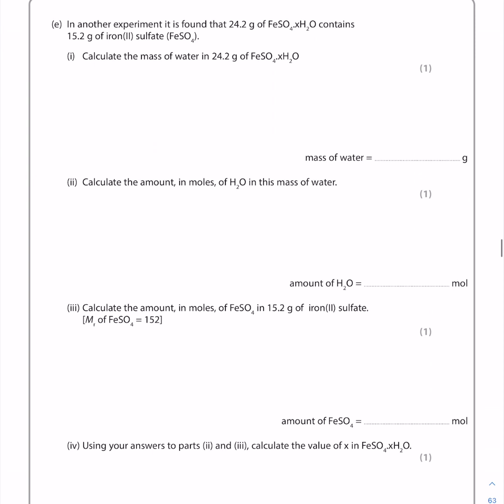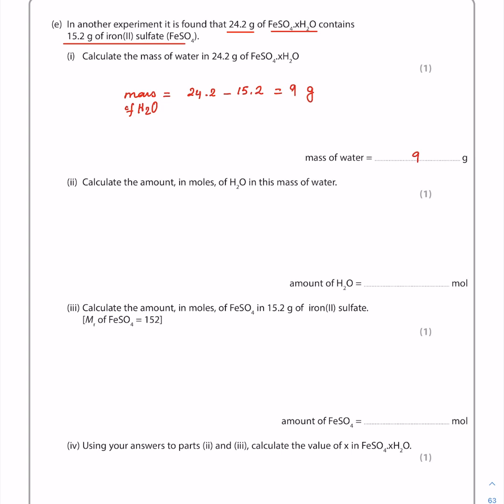E. In another experiment, it was found that 24.2 gram of iron sulfate, which is hydrated, contains 15.2 gram of iron sulfate, which is anhydrous. Calculate the mass of water. So how do we get the mass of water? We subtract the mass of the hydrated, 24.2, minus the mass of anhydrous, 15.2. So 24.2 minus 15.2 gives you 9 grams. So we write 9 here.